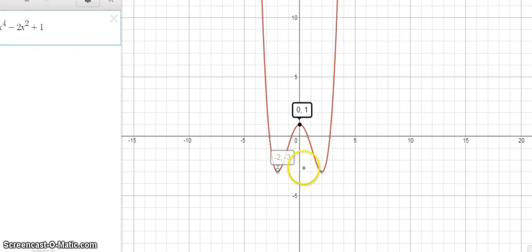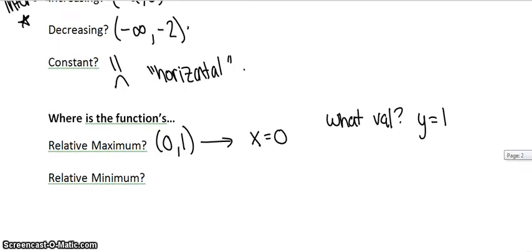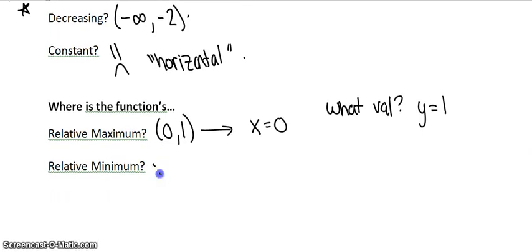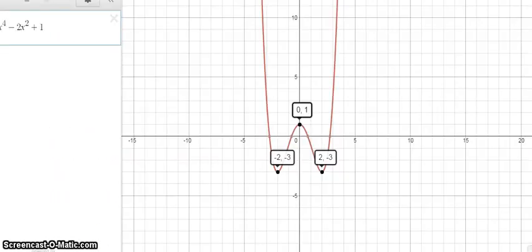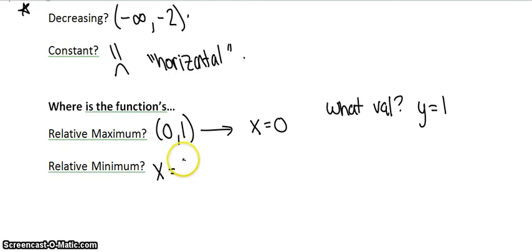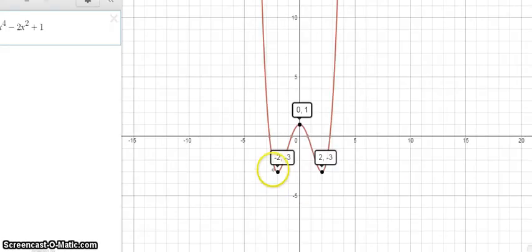A relative minimum actually happens in 2 places in this particular function because they have the same lowest y value, which is -3. So for the relative minimum, if I ask you where, I would say it happens at x equals -2 and +2. So I'll just write this plus or minus 2. And if I ask what value, I would say that minimum value is -3, which is actually the absolute minimum in this graph as well, because this graph will never go below -3.